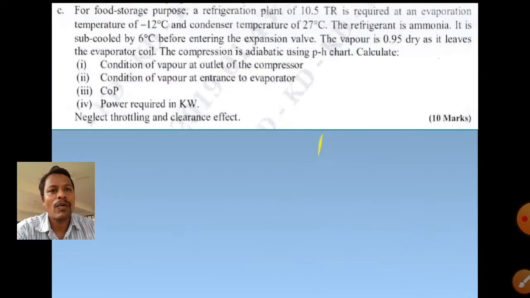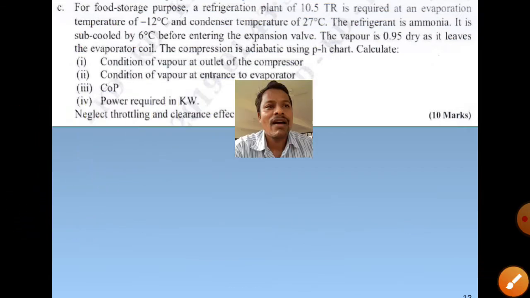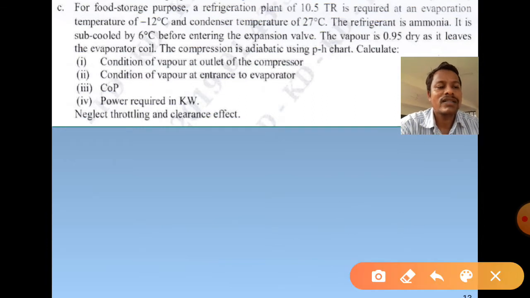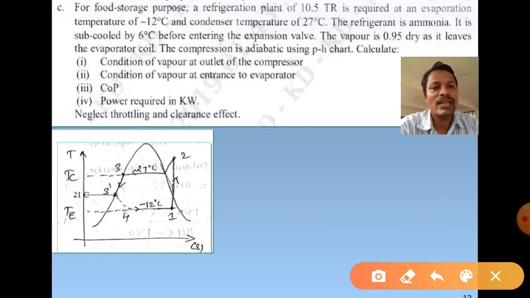So for this problem we need to draw the TS diagram and pH chart first, by considering the conditions mentioned in the problem statement. What is the condition? It is a VCR cycle with subcooling, that is undercooling, and we know from the theory already that for the subcooling process or undercooling process we can draw the TS diagram as shown on the screen. So this is state 1, wherein x1 is equal to 0.95, it is wet. So 1 is marked in the wet region.